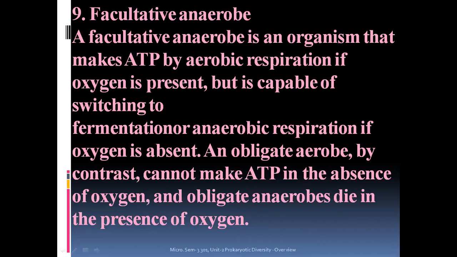An obligate aerobe, by contrast, can make ATP only with oxygen. See, facultative anaerobe and obligate aerobe. Obligate means compulsory. Aerobe means they require air or oxygen in a compulsory manner. So one term is facultative anaerobes and another term is obligate aerobes. By contrast, obligate aerobes cannot make ATP in the absence of oxygen. So those who compulsorily require oxygen cannot produce ATP or carry out metabolism without it. And an obligate anaerobe dies in the presence of oxygen. Obligate means compulsory. Aerobe requires air. Obligate anaerobes compulsorily do not require oxygen. If oxygen is given, they will die.